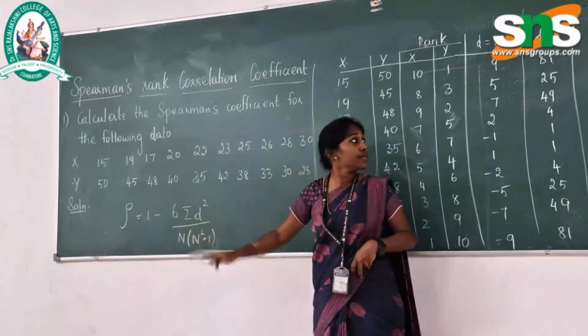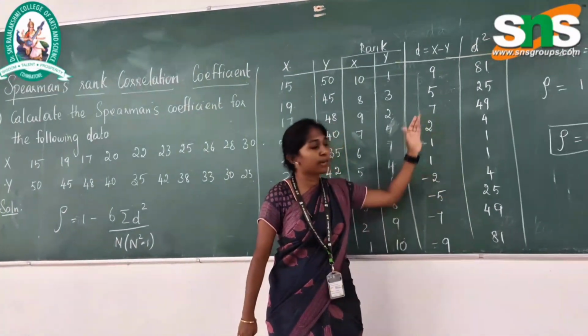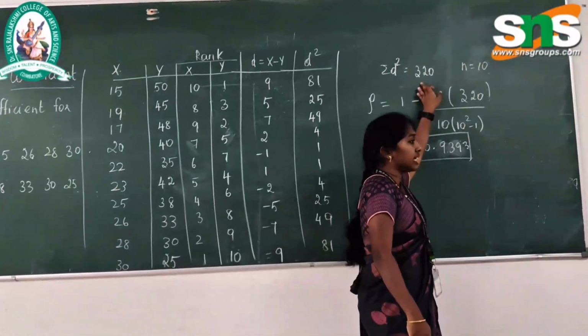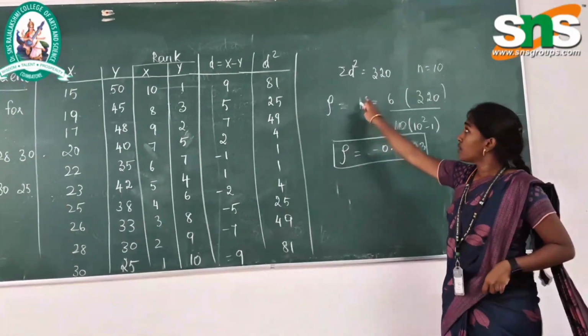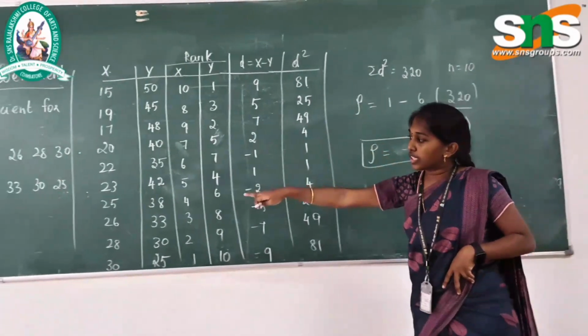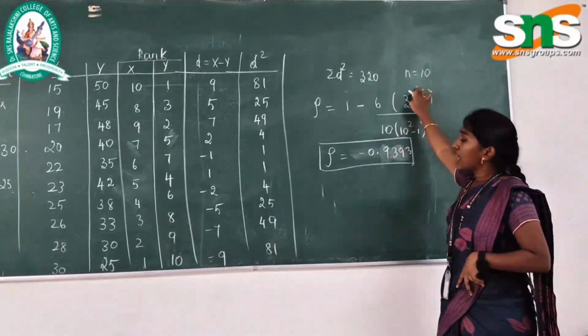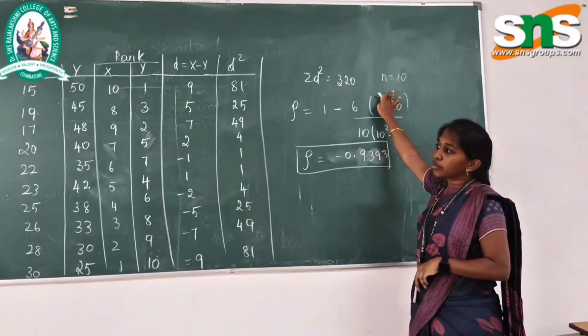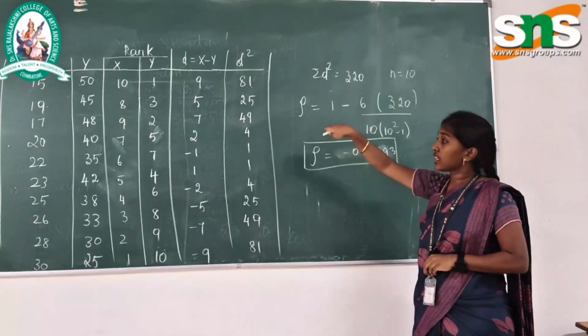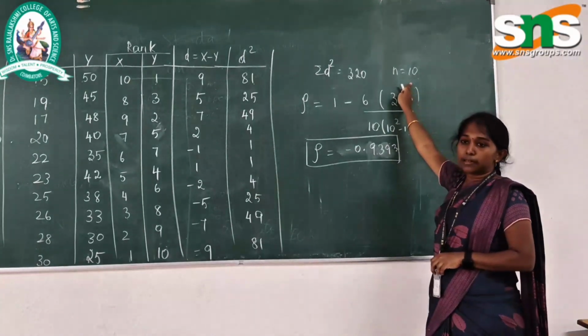So summation means we are going to sum all the values present in this d square. While summing all those values I get the answer 320. So the value of summation d square is 320. In the formula they are asking for the n value also. The n value means we have to count how many numbers are present in the question. In the question there are totally 10 numbers. So the n value is 10.